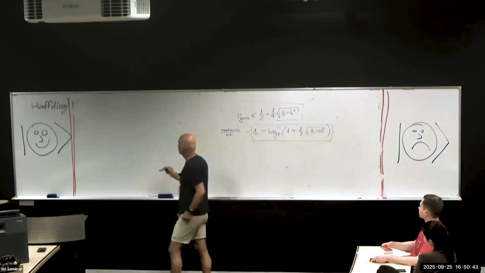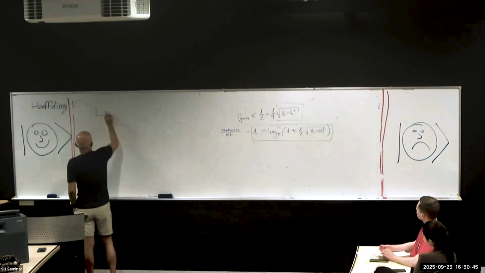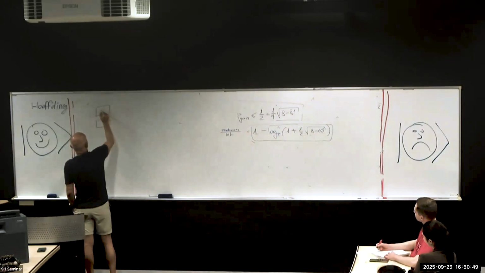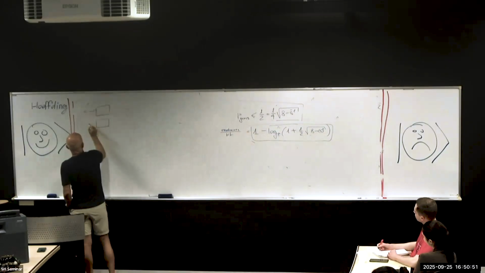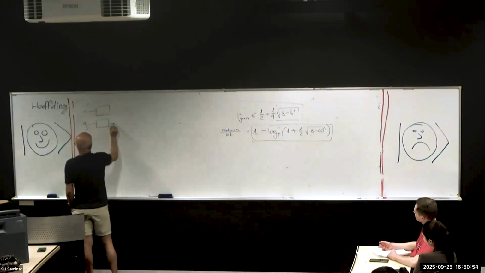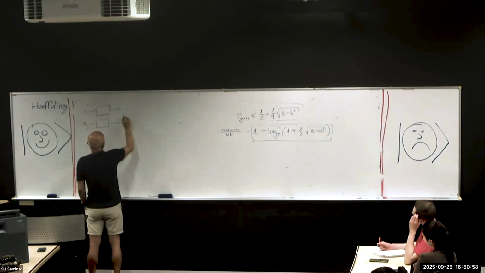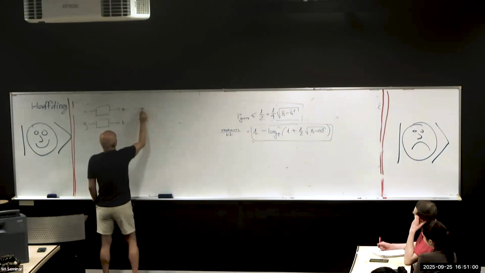So let's go back to this design. I got those devices from Bill, and X, Y, and I get outputs B and A.